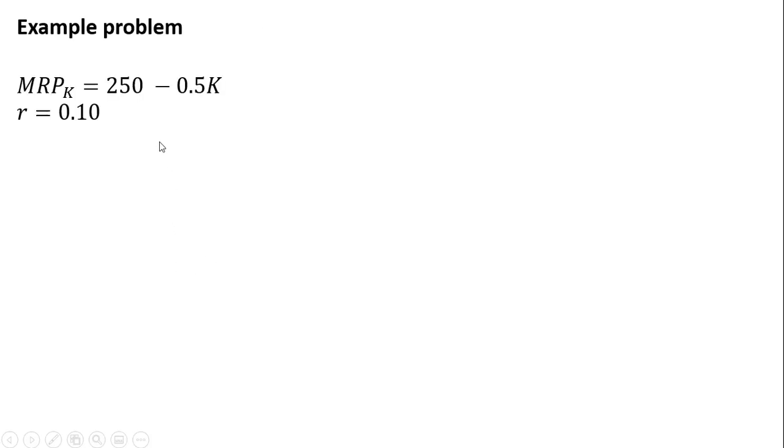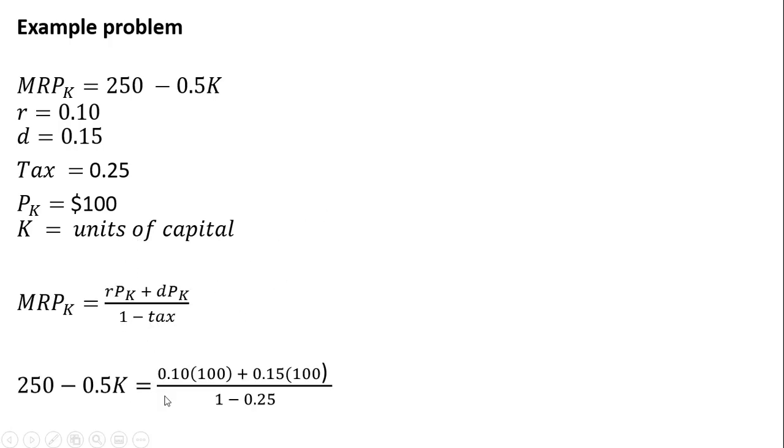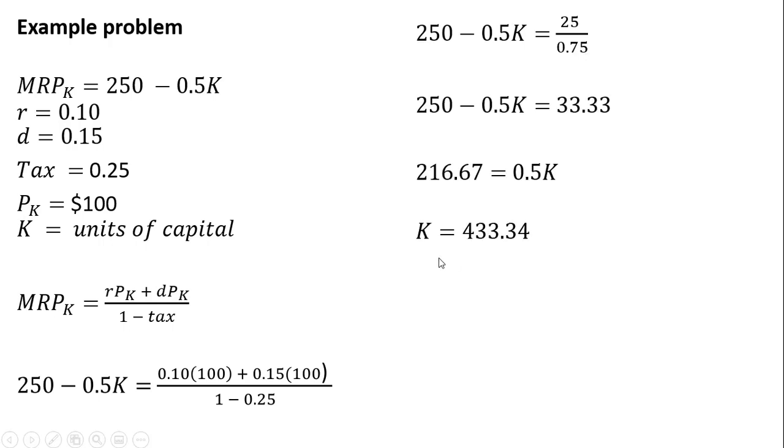And so an example problem. Basically the same setup as last time, but now we're dealing with a tax here of 25%. So making our substitutions and simplifying, the desired level of capital will be a little bit lower in the face of a tax.